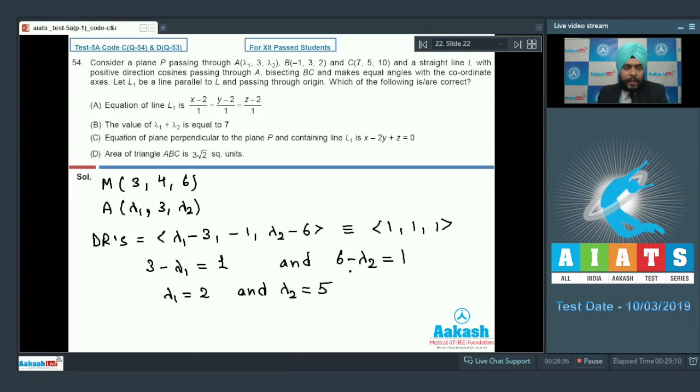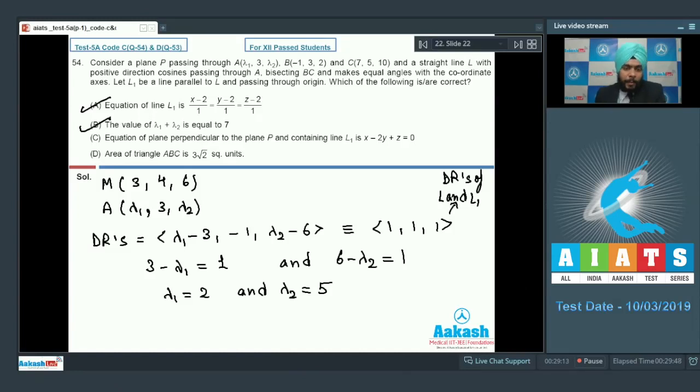After that, it is a very easy question. Line L1 be parallel to line L and passing through origin. Which of the following are correct? So if line L1 is passing through origin and it is parallel to L, these are the DRs of L as well as L1 because they are parallel. So definitely if it is passing through origin, we can write down the equation as x minus a upon 1 equal to y minus a upon 1 is equal to z minus a upon 1 because the direction ratios are also 1, 1, 1. So this is correct because if you put 0, 0, 0, you'll get minus 2 equal to minus 2 equal to minus 2. So it is fine. Lambda 1 plus lambda 2 equals 7. Very correct. We have lambda 1, we have lambda 2.